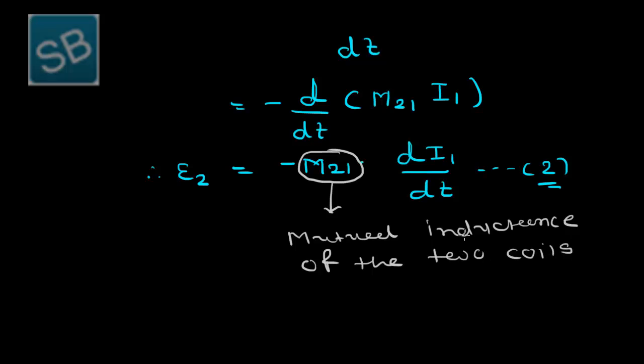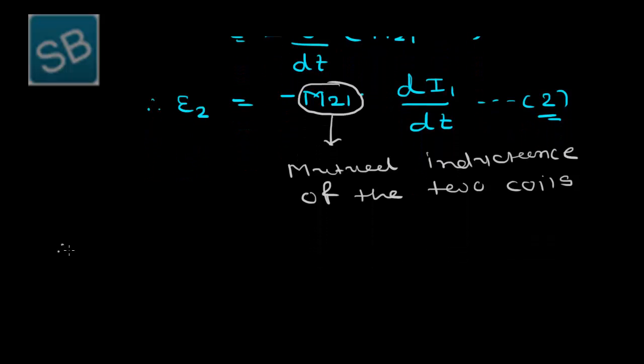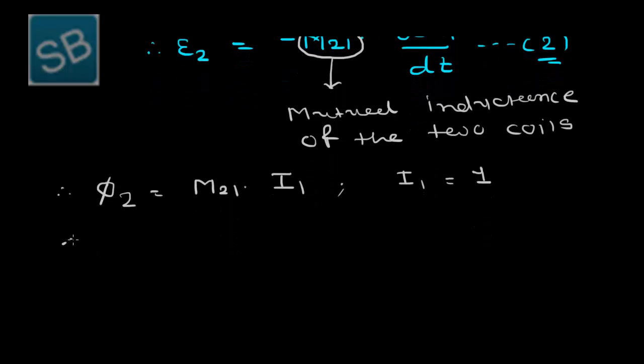And this is defined as one system. Now suppose when I1 is equal to 1 in equation 1, I am writing over here M21 into I1, and now in this equation if I consider that I1 is equal to 1 ampere, then the value of magnetic flux in coil number 2 is given by M21.